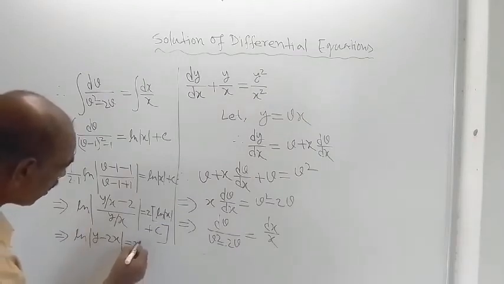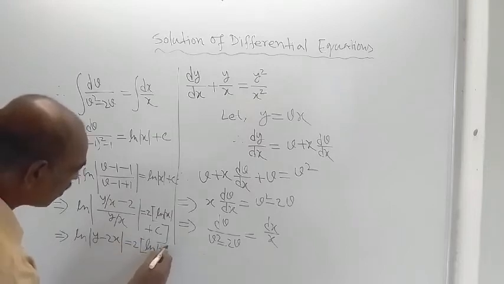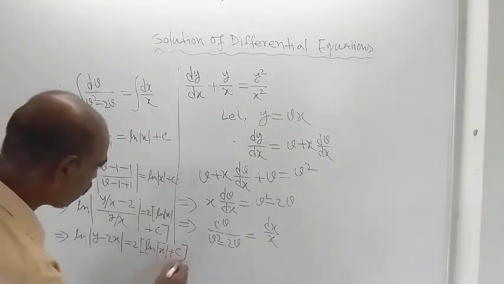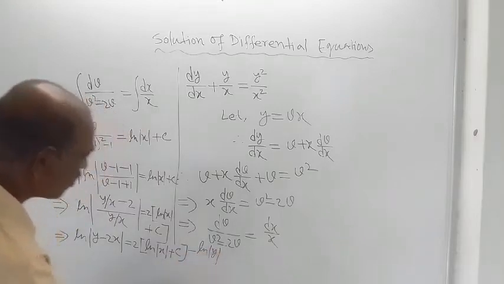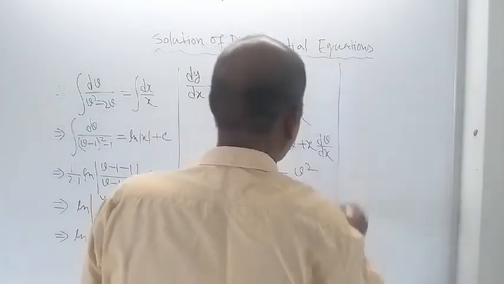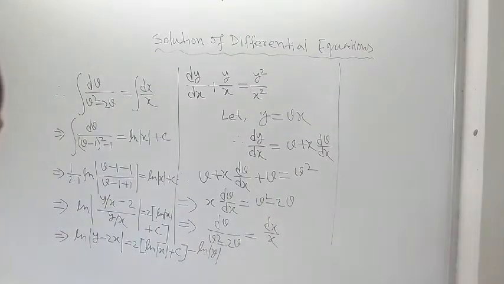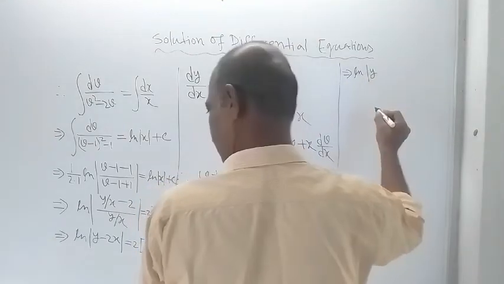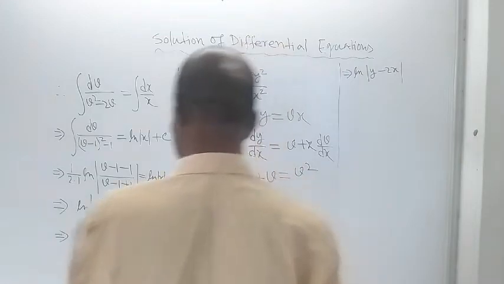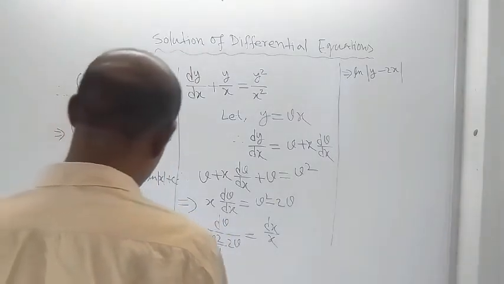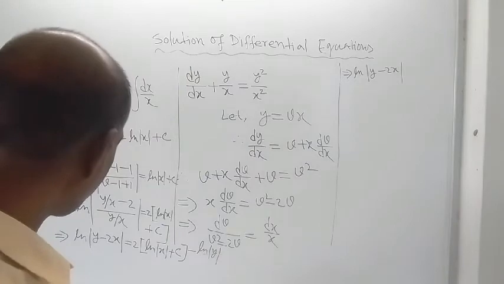So 2 into log of x plus c is there. This is nothing but constant c, constant of integration. And here we are getting minus log of y. Now you can remove this log sign. Very easy. Again I am writing the left hand side, log of y minus 2x. This is the left hand side portion, and in the right hand side portion we can write this c is there, so there is no problem.